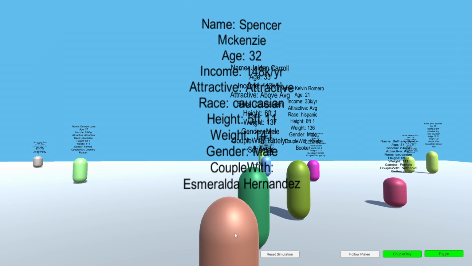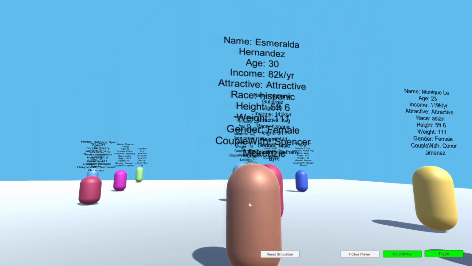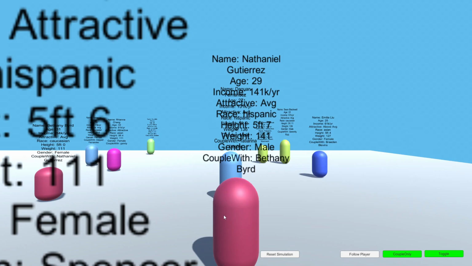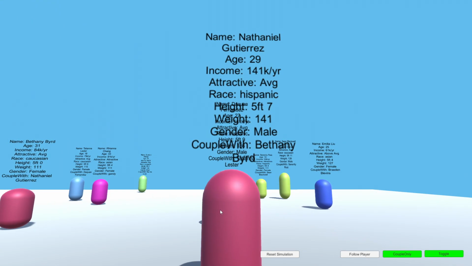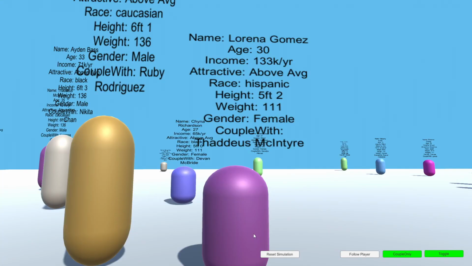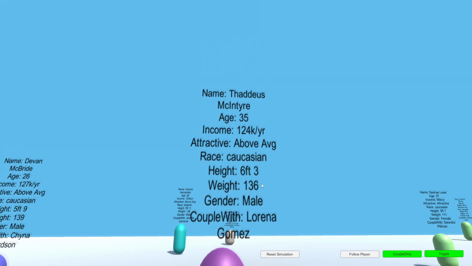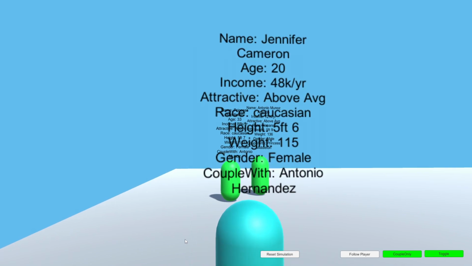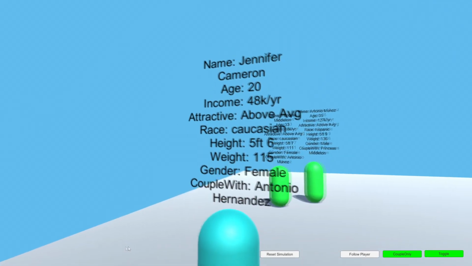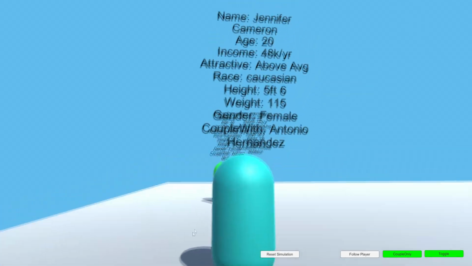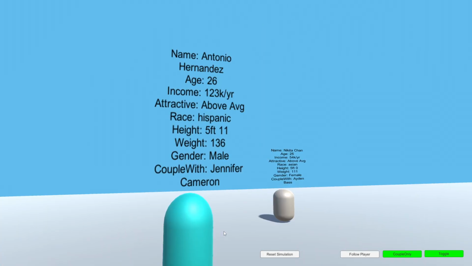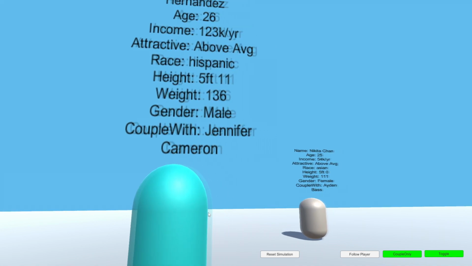Attractive rich male gets an attractive well-off female. Average female gets an average rich male. Above average rich female gets an above average rich male. And let's do one more. A lower class above average female, not really poor but a little bit poor, gets an upper class above average male.